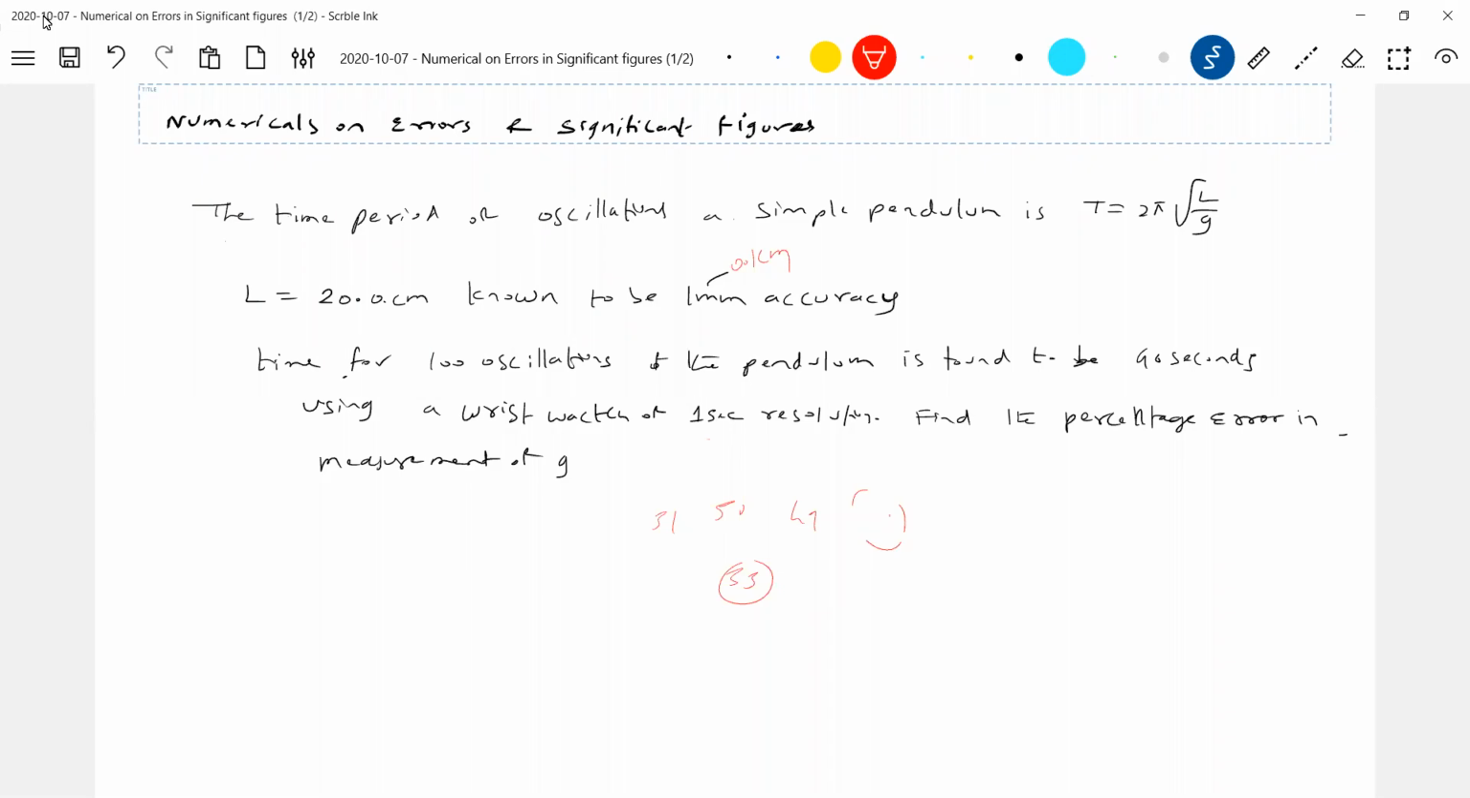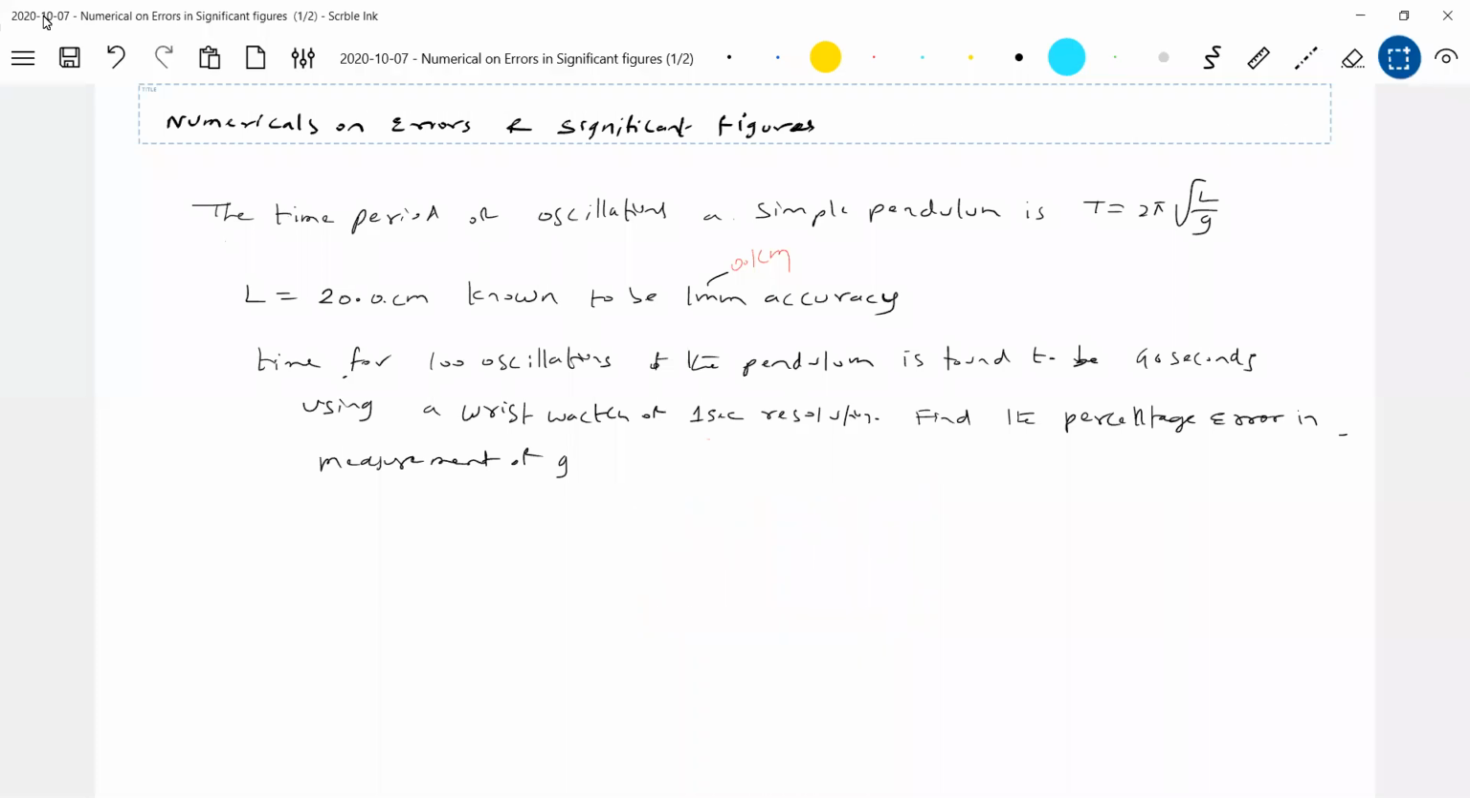If 1 second is the resolution and you say 49 or 51, it becomes a random error. But if you say 55, then it's a systematic error. And what we are discussing here is a random error. Sir, what happens if systematic error also comes? I'll take one problem.